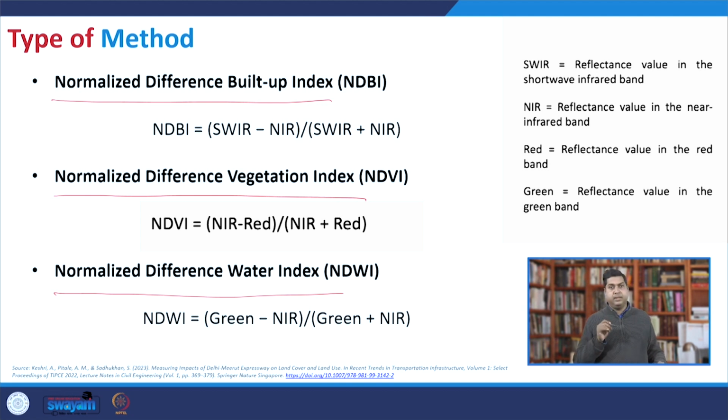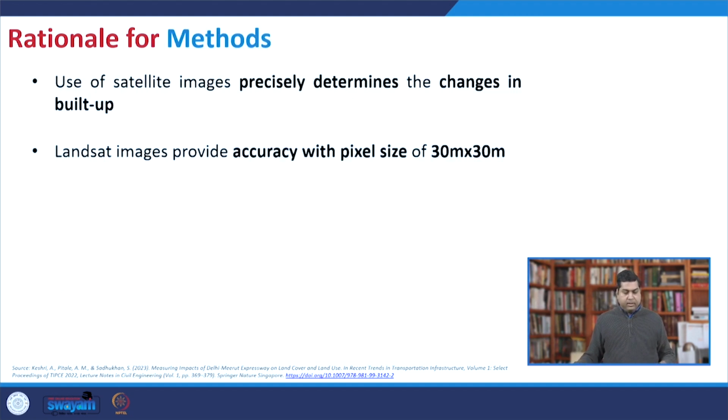Now, how are these indices calculated? These are based on remote sensing, and we use the light spectrum and the bands. In this case, we have used ArcGIS, where we have done this. Now, the rationale for this method: use of satellite images precisely determines the change in the built up, because whenever we have surveyed, we can only sense that there is something coming up, probably very new construction.